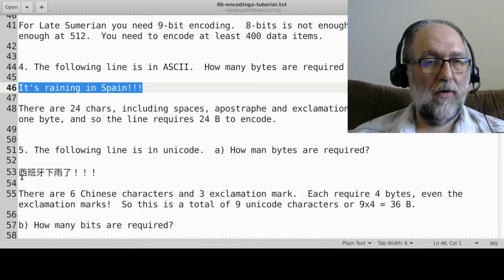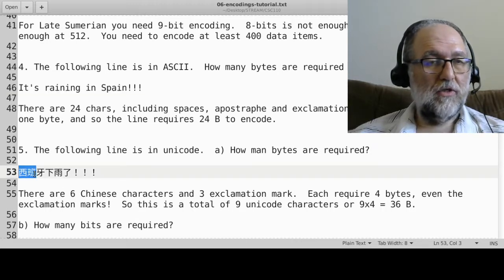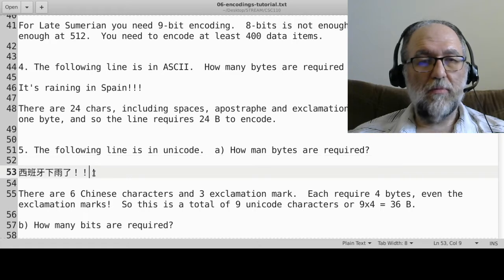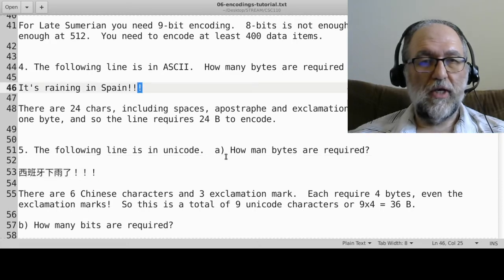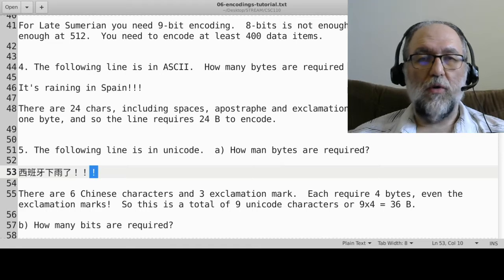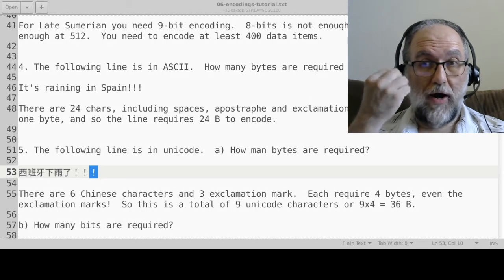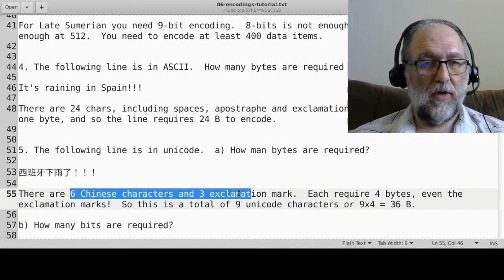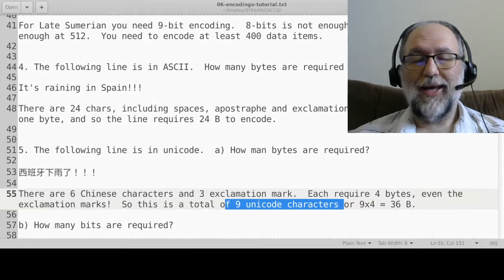Here I've got 6 Chinese characters and 3 exclamation points, so it's basically 9 Unicode characters. Let's count them. There's 1, 2, 3, 4, 5, 6. So there are 6 Chinese characters, and then 1, 2, 3 exclamation points. And even though these exclamation points look the same as these exclamation points here, these ones are Unicode exclamation points, and so even they require 4 bytes. So again, 6 Chinese characters and 3 exclamation points for a total of 9 Unicode characters.